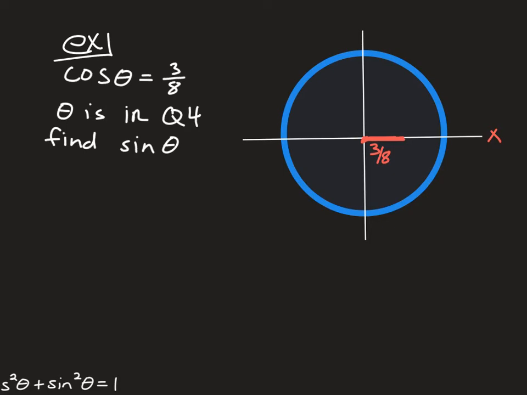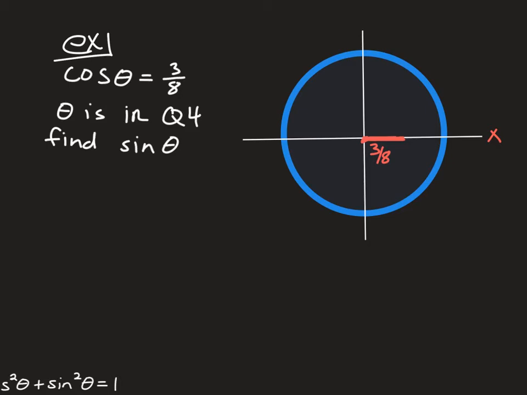Okay, now I know what my x value is. I want to find what my y value is in order to get to a point on the circle. So when I go to the right, I could either go up to get on the circle, or I could go down to get on the circle. So my y value could either be positive if it was in quadrant 1, or it could be negative if it was in quadrant 4. This is quadrant 4 down here.